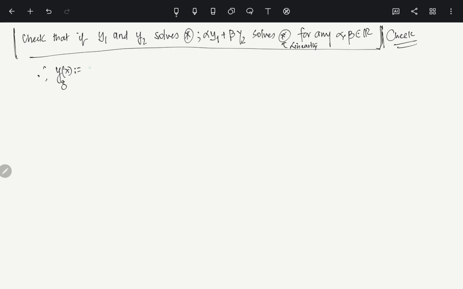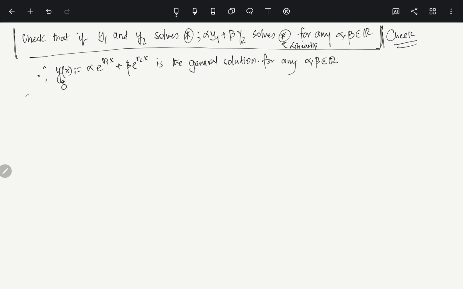This is given by y_G equals alpha e power r1 of x plus beta e power r2 of x. This solves star. So basically this is the general solution. What do I mean by general solution? I mean that all possible solutions of this equation have to look like this. There is no other way, for any alpha, beta in R.